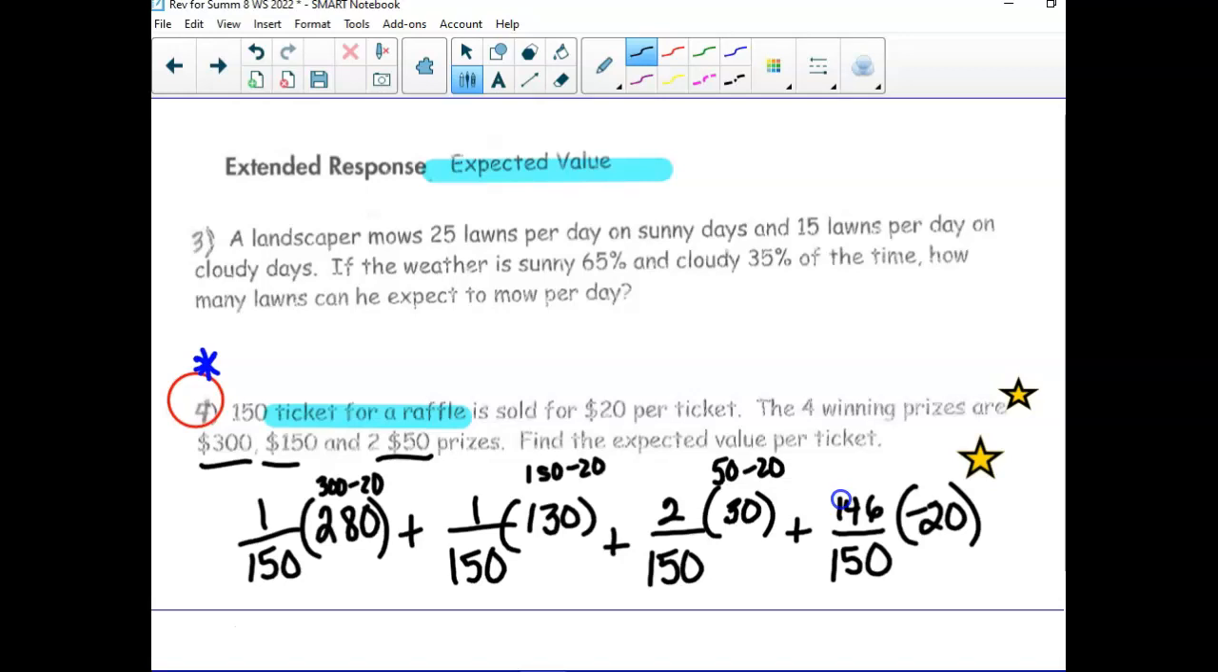Okay, 1 divided by 150 times 280 plus 1 divided by 150 times 130 plus 2 divided by 150 times 30 plus 146 divided by 150 times negative 20. Okay, I didn't use any parentheses and I still got the right answer. They lost on average $16.33. Did someone else get that?